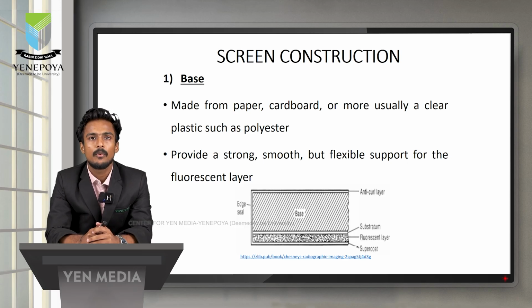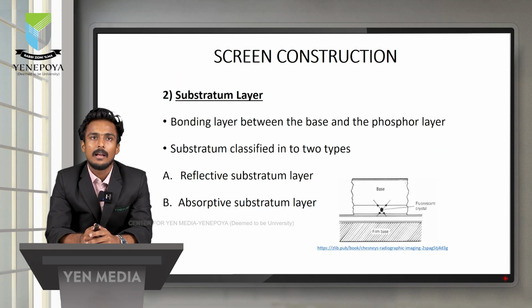Base means most of the area of an intensifying screen is covered by the base. The base is made up of paper, cardboard, or more usually clear plastic such as polyester. The base provides a strong, smooth but flexible support for the fluorescent layer, and it is moisture resistant, chemically inert, and uniformly radiolucent. The thickness of the base is 0.18 mm.